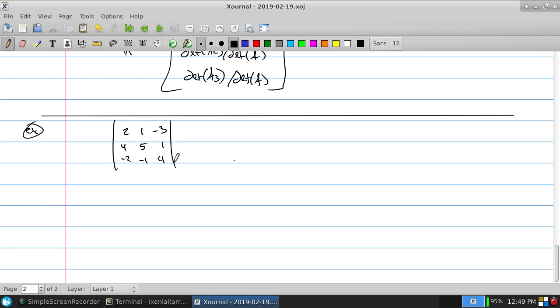Now, as long as I stick to only type 3 row operations, that means the determinant will not change. So if I simply stay with type 3, this would be directly equal to the determinant. I'm just going to add 1 and 3. So this is 2, 1, negative 3. Add 1 and 3. What do I get? 0, 0, 0, 1. Awesome, right?